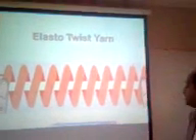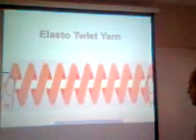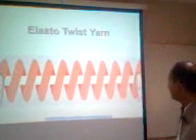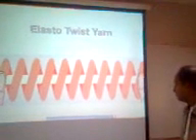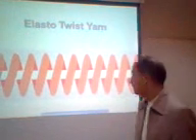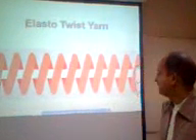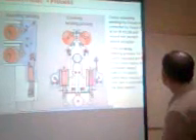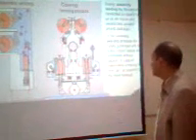This is an image of the elasto twisted yarn. The core is an elastic, and the outer yarn is a hard yarn. So you can get the outer appearance of any quality you require with an elastic property. Here's the machine for the elastic yarn.